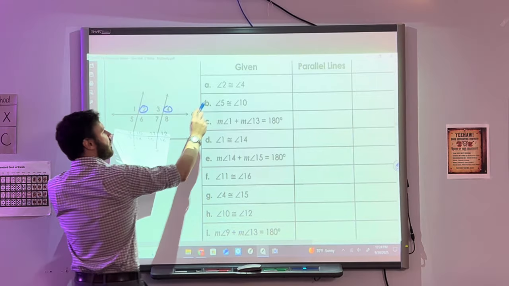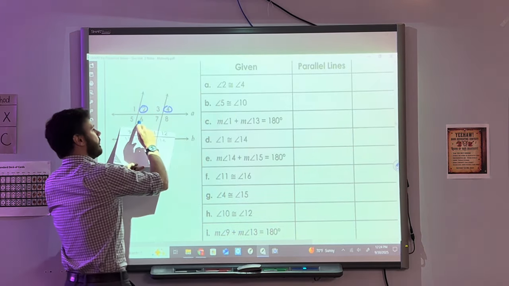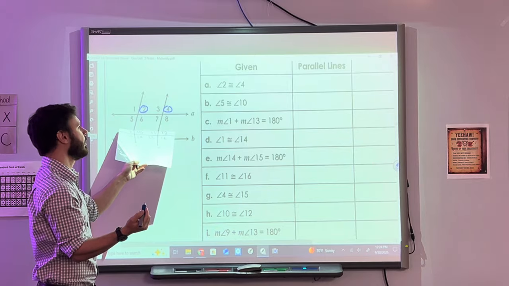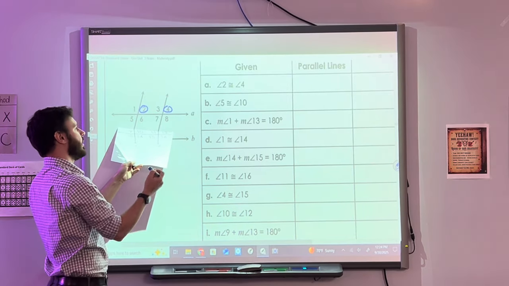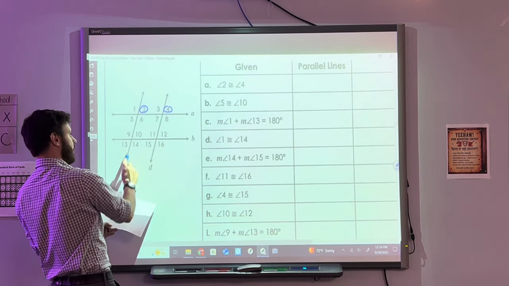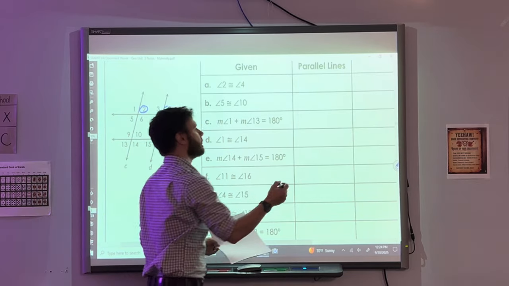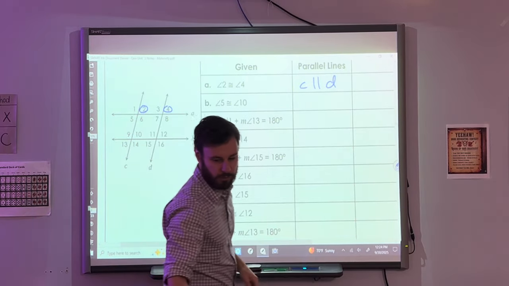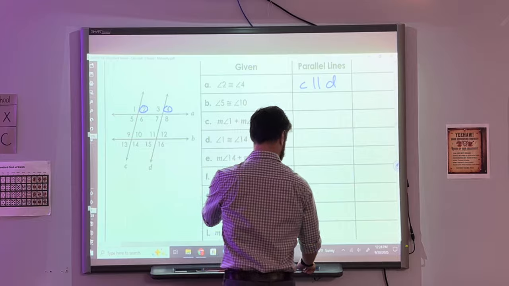It's telling me 2 is congruent to 4. Well, these are corresponding angles, and corresponding angles should be congruent, so the parallel lines work here. The lines that are parallel are going to be these ones, C and D. C is parallel to D, and our reason will be corresponding angles.